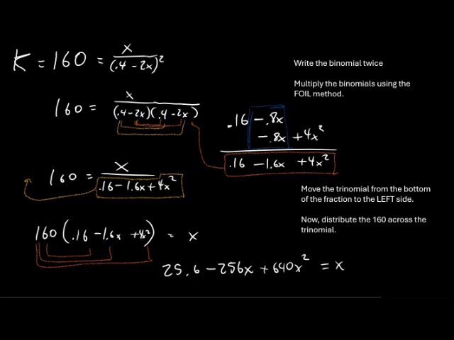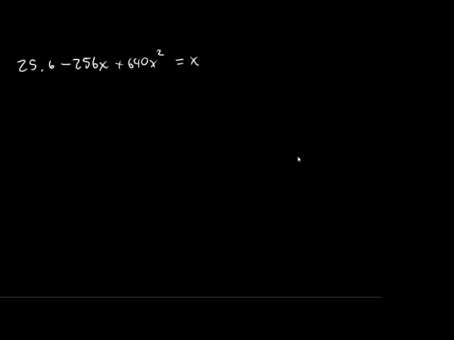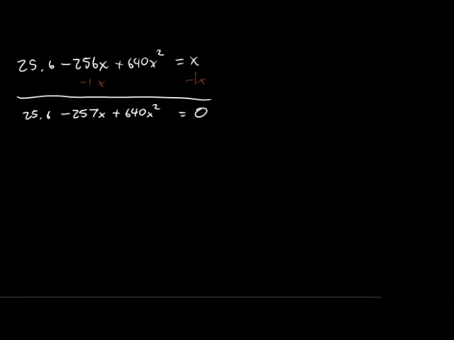Now that we have this second power equation, we'll need to get it into standard form in order to solve it. In order to get this into standard form, we will now need to move the x that's on the right over to the left. We'll say minus 1x on both sides, and we'll end up with 25.6 minus 257x plus 640x squared equals 0.